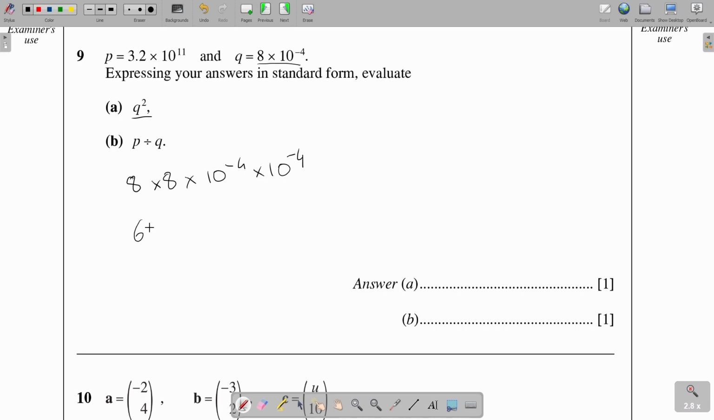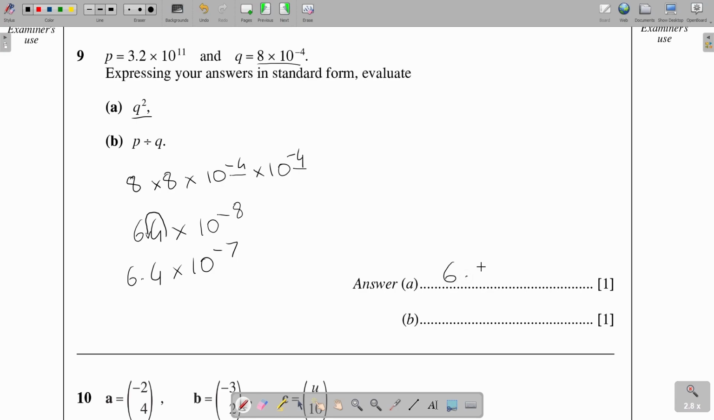So 8 by 8 is just 64. And then 10, 10, you can just add the powers when it's the same number. So it would be 10 to the power of minus 8. And then we can move this decimal one forward, so 6.4 into 10 to the power of minus 7. So when we move it one forward, we can add 1 to this.